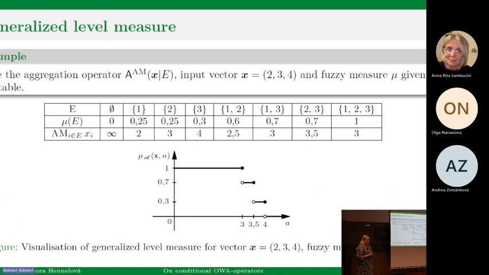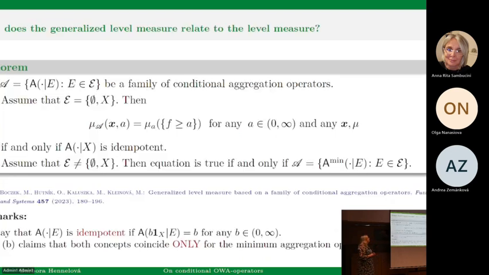The next example is when we replace the minimum aggregation operator with the arithmetic mean. The input vector and fuzzy measure mu do not change, but as we can see, the visualization of the generalized level measure has changed. But the question is, how does the generalized level measure relate to the level measure?